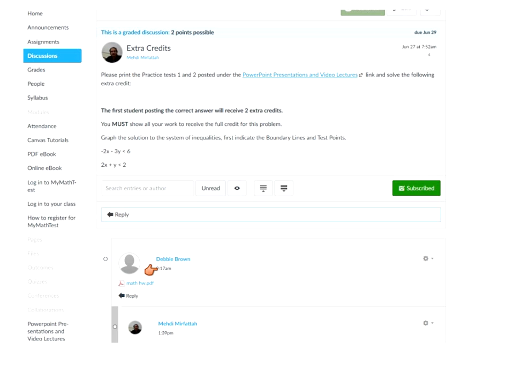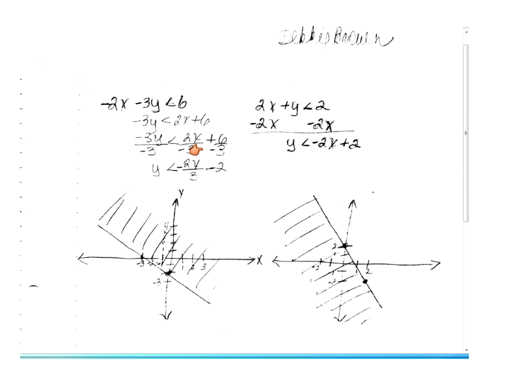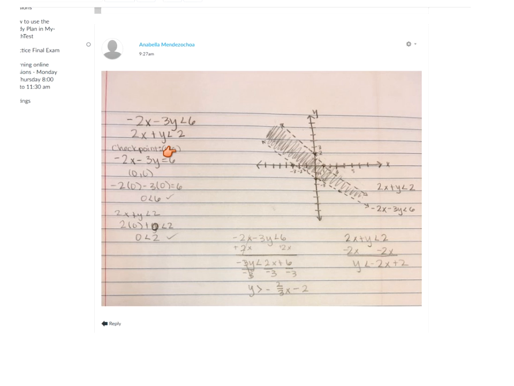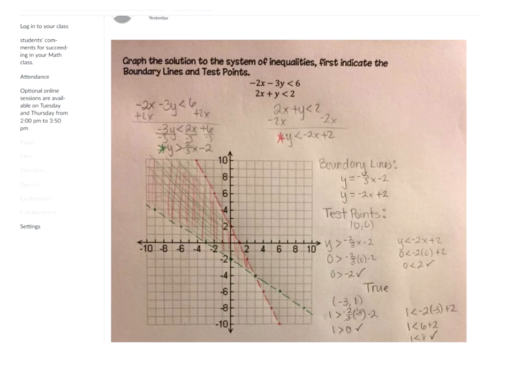Debbie replied to this one, and she did graph it individually. This is a system of equations. You have to graph them together. And that was another solution that we have here. And I have a better graph here that I got from one of my students from the other class. So let's go over this one.